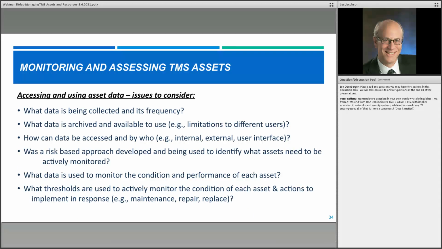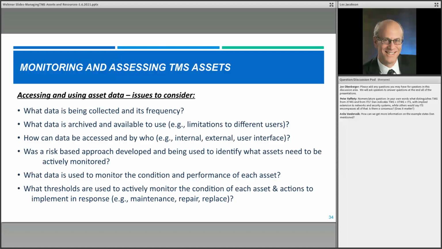So what I'll be doing is really talking about some of the issues that you want to consider, and I'm framing these in questions. So these are things that an agency would need to think about. They're not necessarily the same for every agency, so you need to take a look and consider what's going to be right for your situation and your system. But some of the things that need to be considered is how you access and then use that asset data. So what data are you collecting?